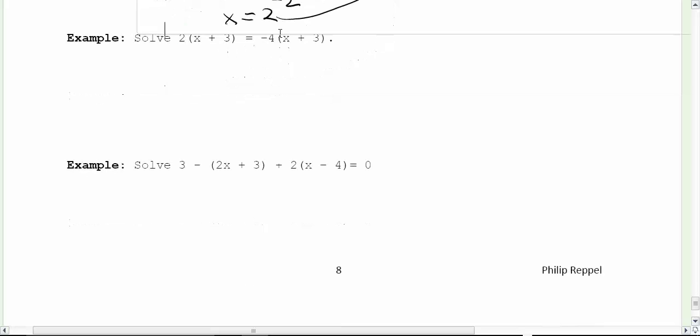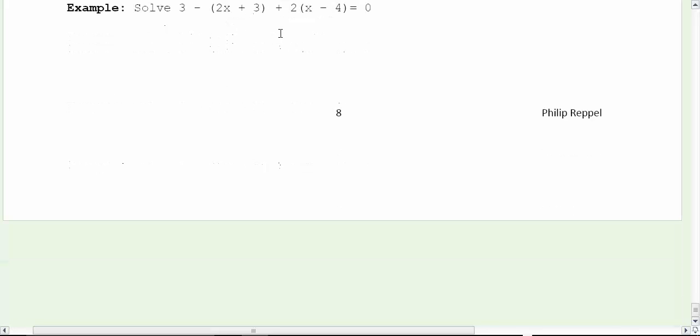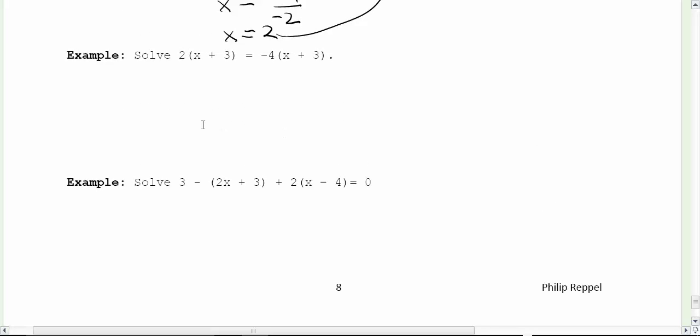Next. Okay. We have parentheses. Whenever I have parentheses, that's the very first step. So, let's make sure we distribute properly. 2x plus 6 on the left, minus 4x, minus 12 on the right.